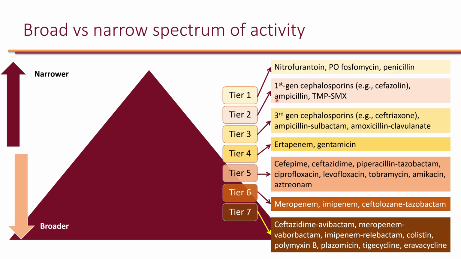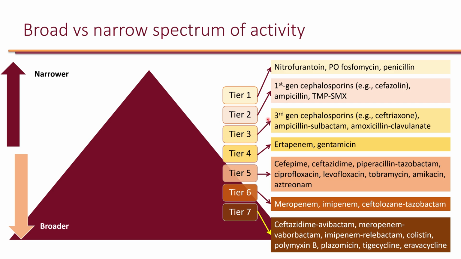Tier 2 is still pretty narrow, but relative to tier 1, slightly broader, and these are first generation cephalosporins such as cefazolin, and also ampicillin and trimsulfa. So tier 2 is also pretty narrow, and these are good agents to de-escalate when we are using broad spectrum antibiotics. Now, I'm not going to be able to fit everything in there, so for example, I'm skipping second generation cephalosporin, so you can think of second generation between tier 2 and tier 3.